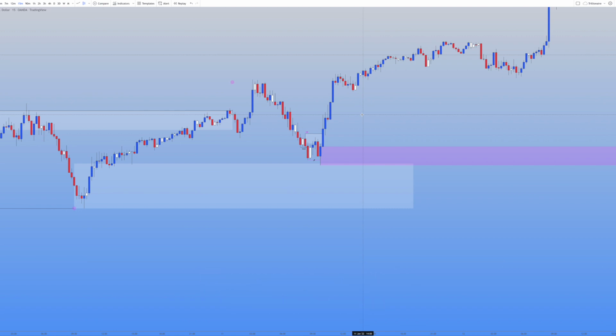confluences to be solid and valid before I look to take an entry, right? So as you can see, price continues to push to the upside. It doesn't come back to this region here, but we do have a little area of imbalance, which is here. So we have this imbalance here.